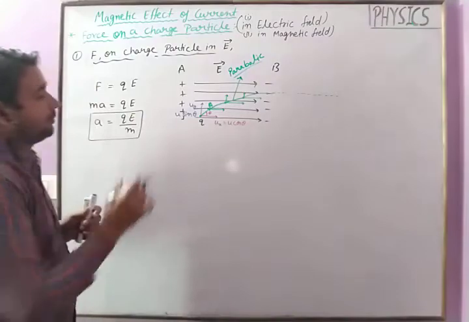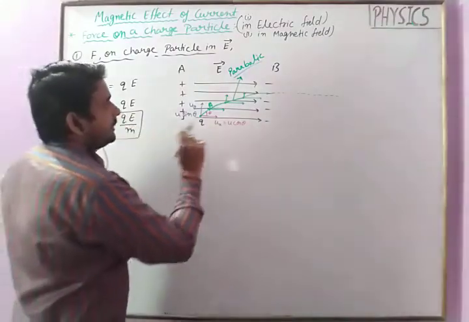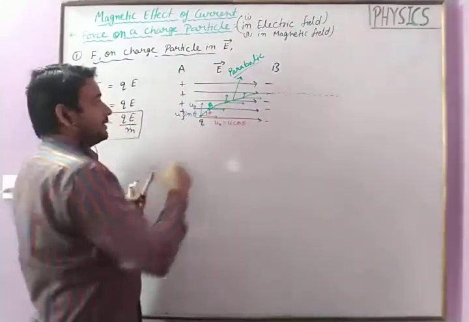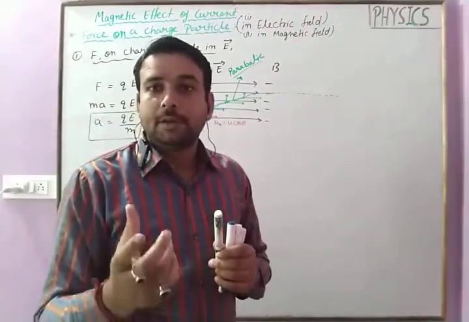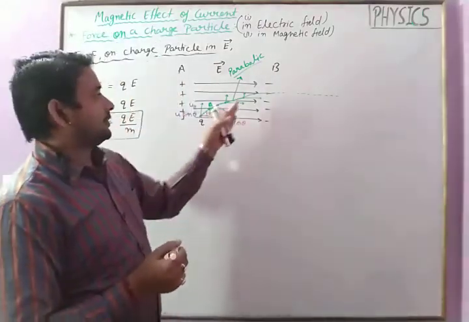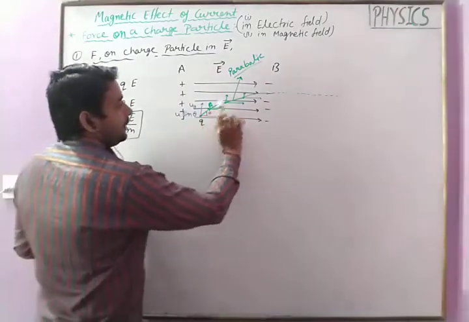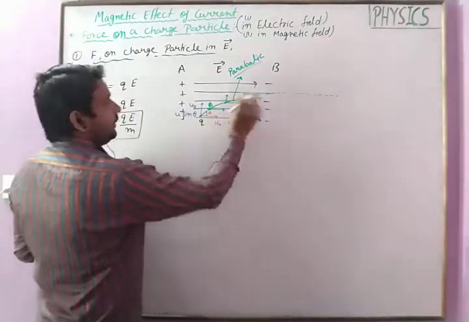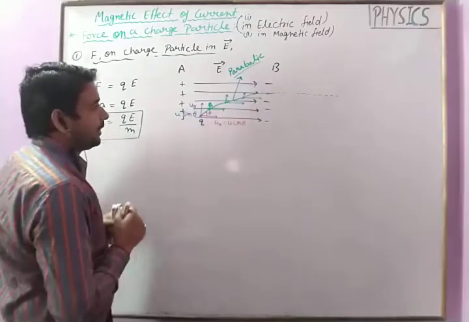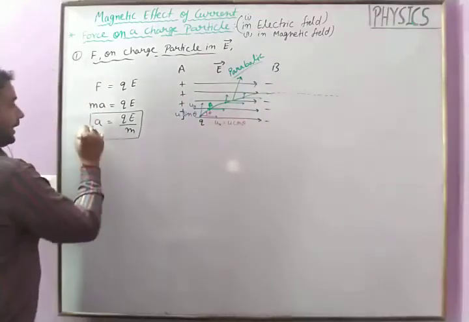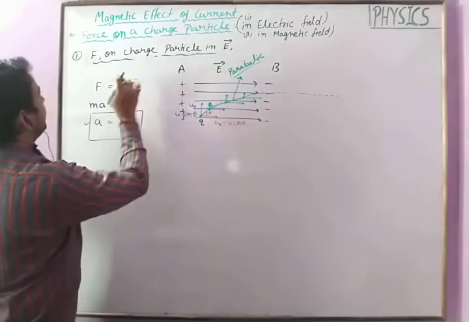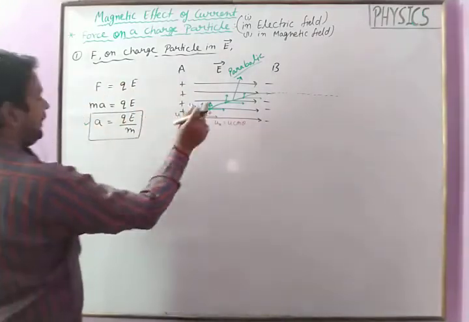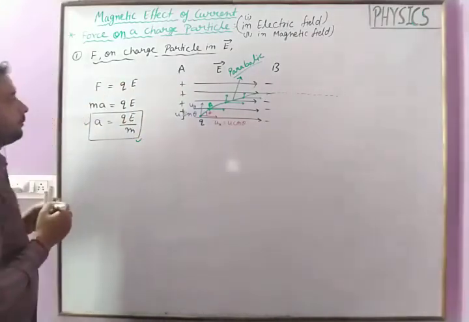Which you learned in your 11th class. If the particle is moving under the effect of two types of forces, then its motion is known as projectile motion, and the projectile motion is given by a parabolic path. This is the acceleration due to the electric field, force experienced by the particle in the electric field.